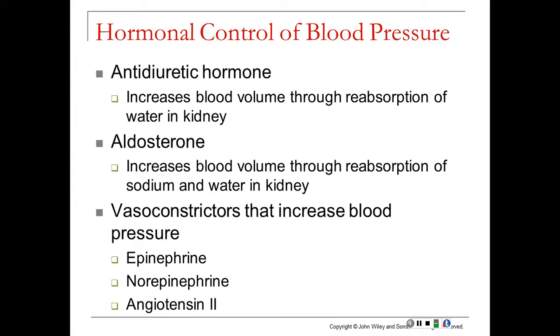Your blood pressure is also controlled by hormones, such as antidiuretic hormone. If you recall back to our endocrine chapter, antidiuretic hormone is going to increase blood volume through reabsorption of water within the kidney. Aldosterone is going to do the same thing, except it's going to reabsorb sodium and water in the kidney. Water always follows salt. There are also vasoconstrictors that can increase blood pressure. Those are epinephrine, norepinephrine, and angiotensin II.